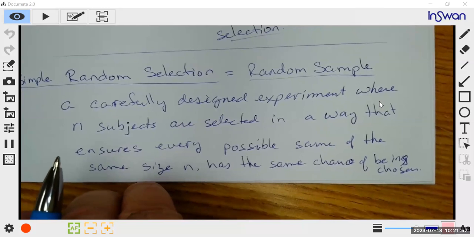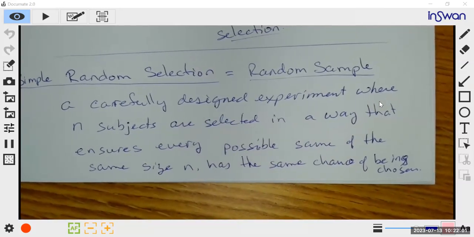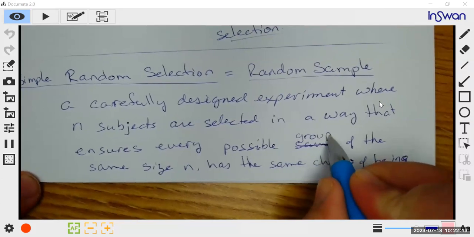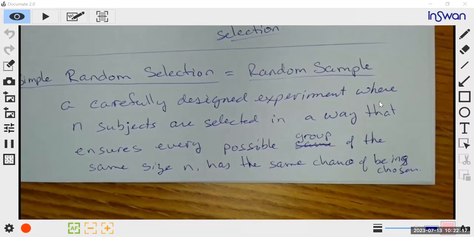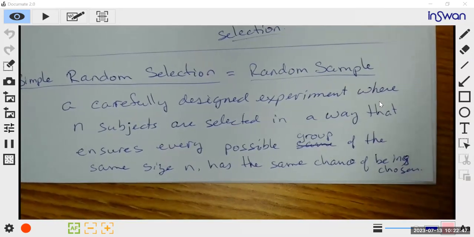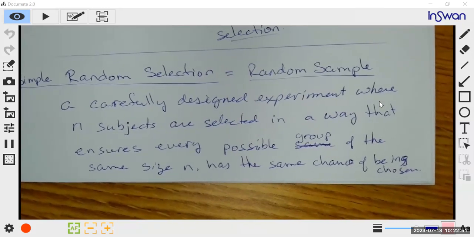Carefully designed experiment where, well, I'll get to what N means. N subjects are selected in a way that ensures that every possible group of the same size N has the same chance of being chosen. What does N represent? The sample size, yeah. Of how many units or subjects are you going to use? So I'm choosing my subjects in a way that everybody has the same chance of being done.